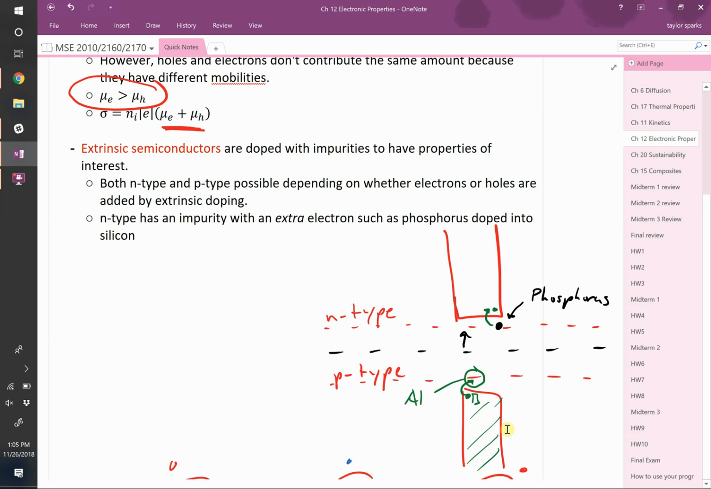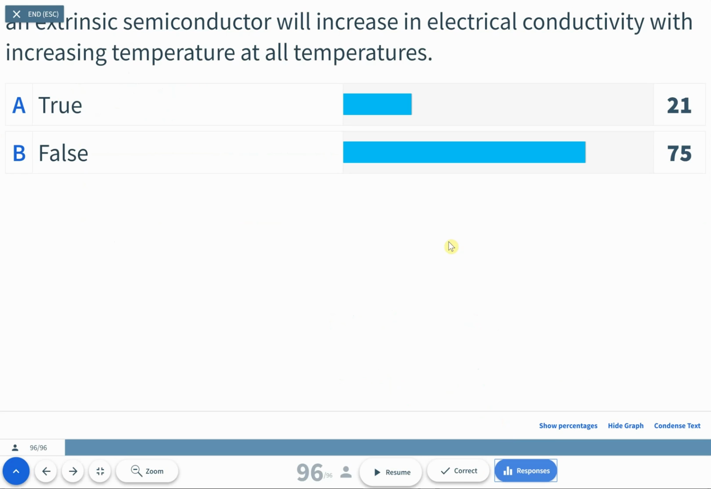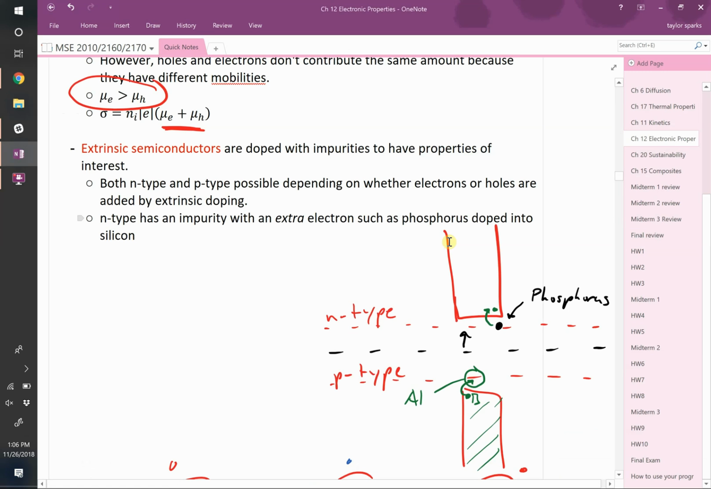Or was it "should"? Which one was false? Let me remind myself. False means you said an extrinsic semiconductor will not increase over all temperature ranges. That's your argument. So what's the argument there? Why would it not increase over all temperature ranges? Or let's think of it the other way. Why would it be true that it should increase over all temperature ranges? Nobody? Everyone, 96 people just said, I'm just going with my gut, but I don't know why. It's not entirely encouraging. Okay, let's think about it.